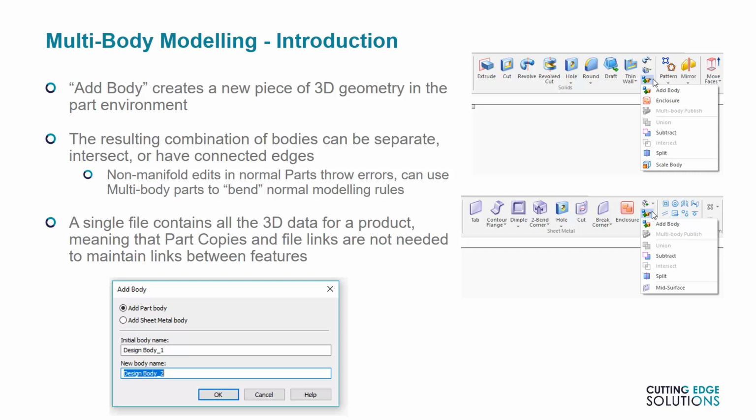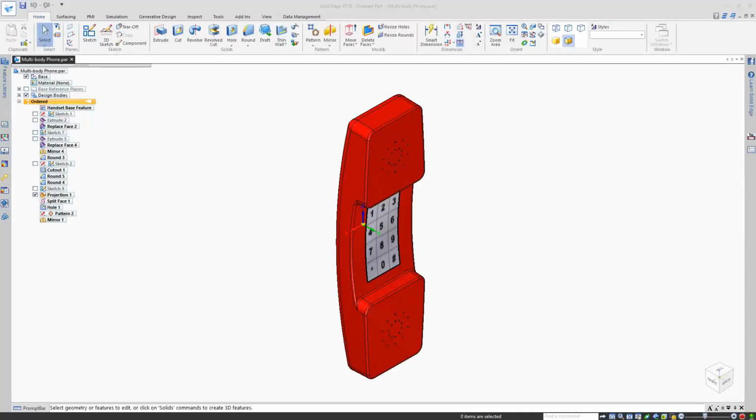Another possible reason to create a multi-body model is that it allows a user to contain all data for an assembled product in a single part file while under development. Let's give you an example. Here I have a part, a simple phone handset. My aim is to create a docking station and wall mounting bracket for this phone, all in the Solid Edge part environment. Now before I start modeling the docking station, I need to open this Add Body menu.